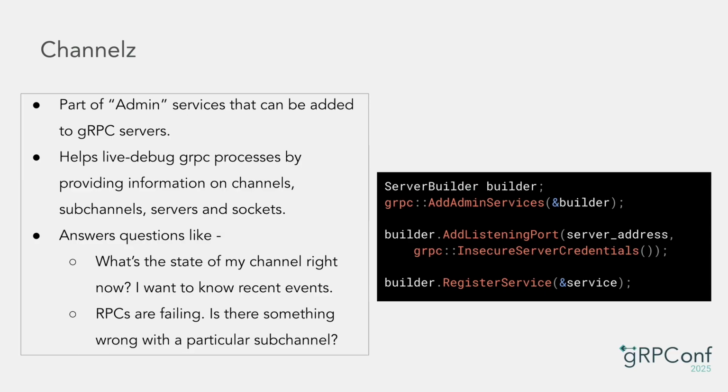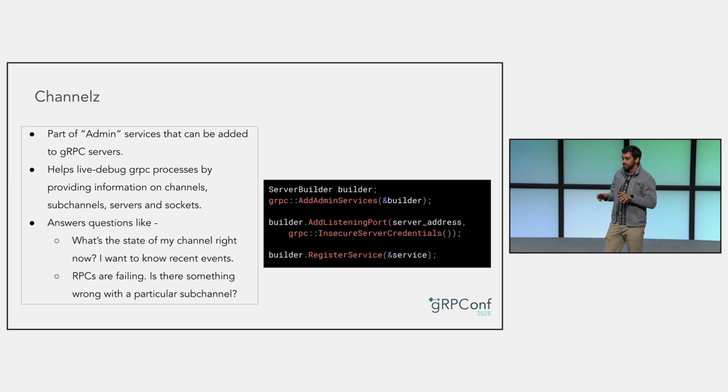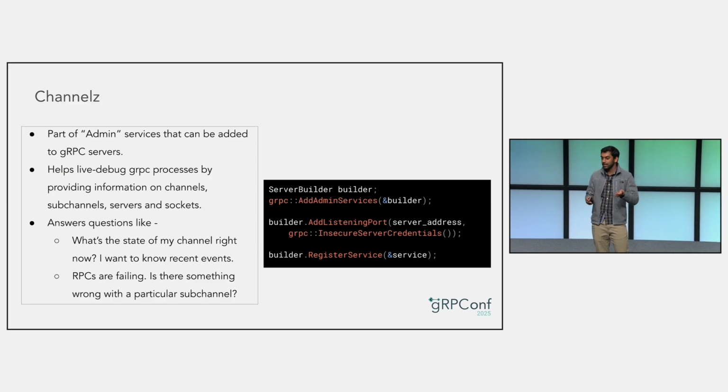So channelz, I'm assuming many of you are already familiar with this. We've got this term admin services that currently encompasses two services, channelz and CSDS. Both of them are services that can be added to a server, like in the example shown on the screen. And once you have these services being served, you can query them using RPCs as usual.